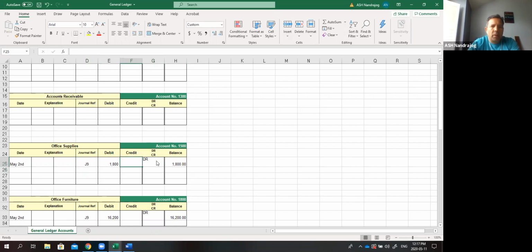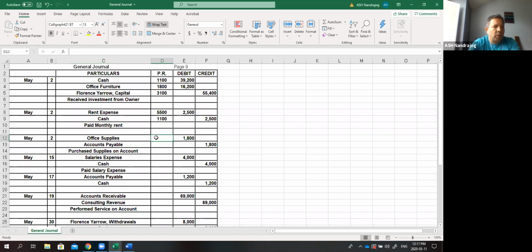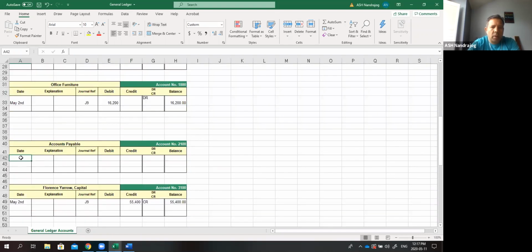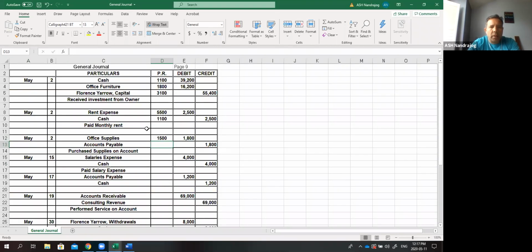Okay, and we can go back to the journal. We can say this has been posted to account number 1,500. Now we have accounts payable, which is the credit entry. So we go and find accounts payable. There you go, that's accounts payable, May 2nd, and J9, and the amount is 2100 and it's a credit, so the balance is a credit of 2100. Okay, and we can go back to the journal and we can say this has been posted to account number 2100.